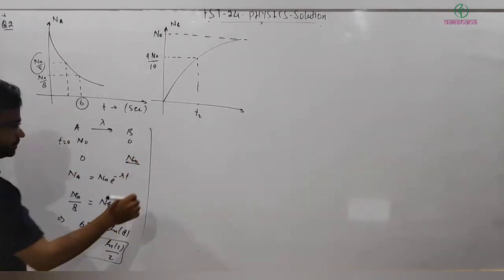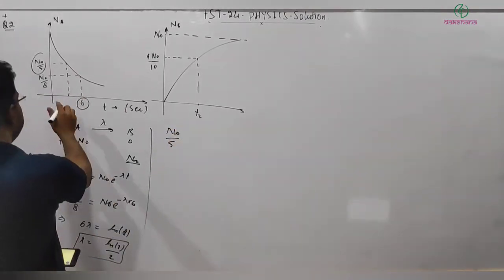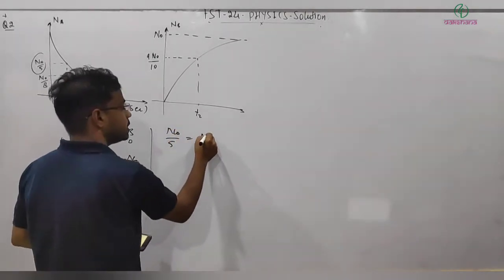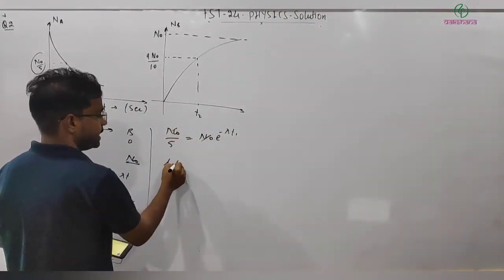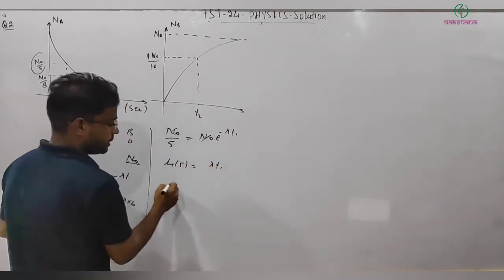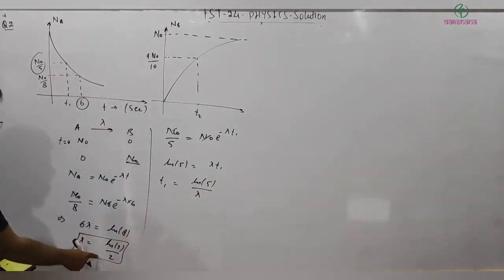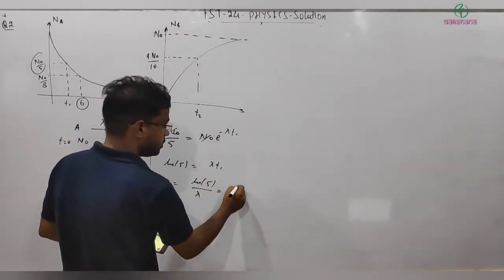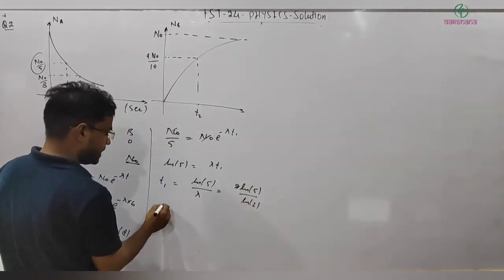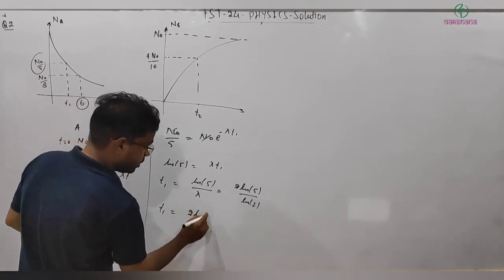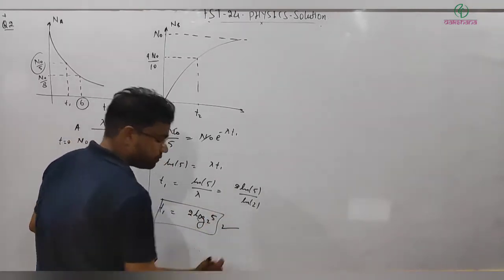Another thing is that N naught by 5, this is at t1 time, is equal to N naught e raised to the minus lambda into t1. We can simplify it again. So ln 5 is equal to lambda into t1. So t1 is equal to ln 5 divided by lambda, and lambda we know is ln 2 by 2. So this is equal to 2 ln 5 divided by ln 2, and by the change of base theorem I can write this as 2 log 5 base 2. So this is the value of t1.